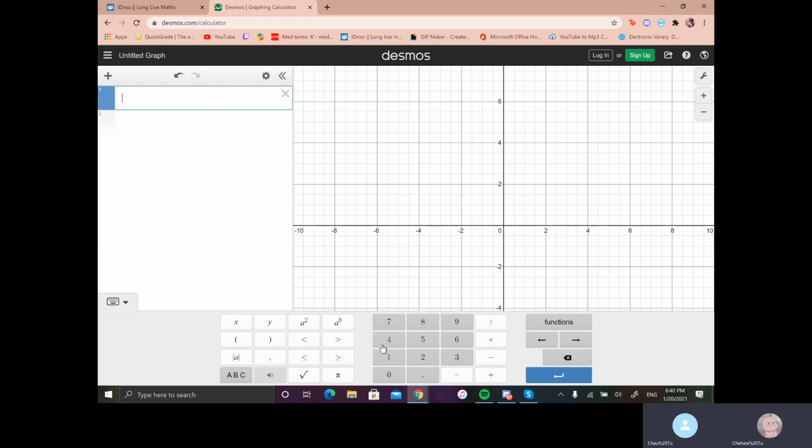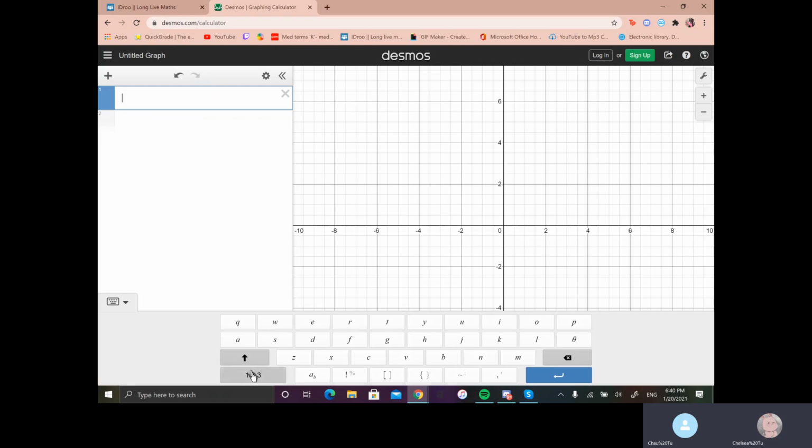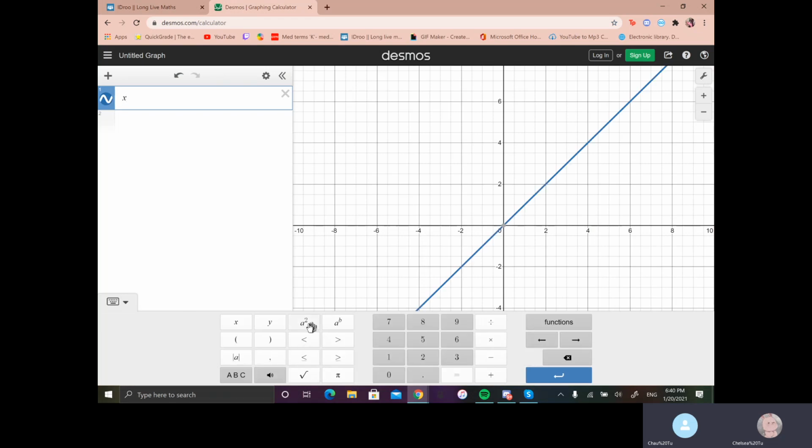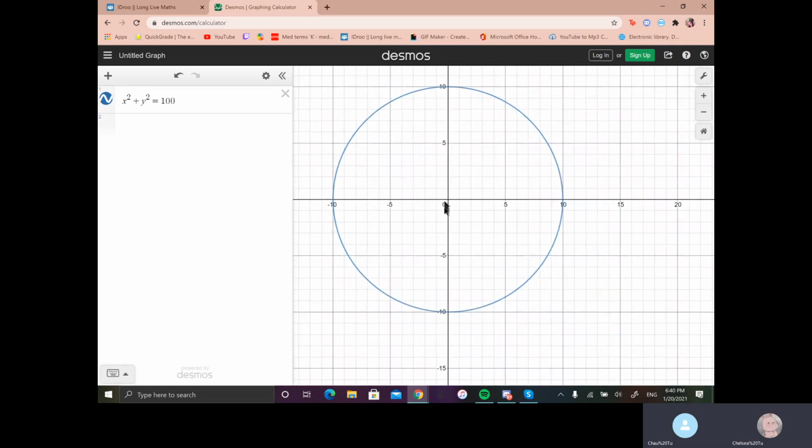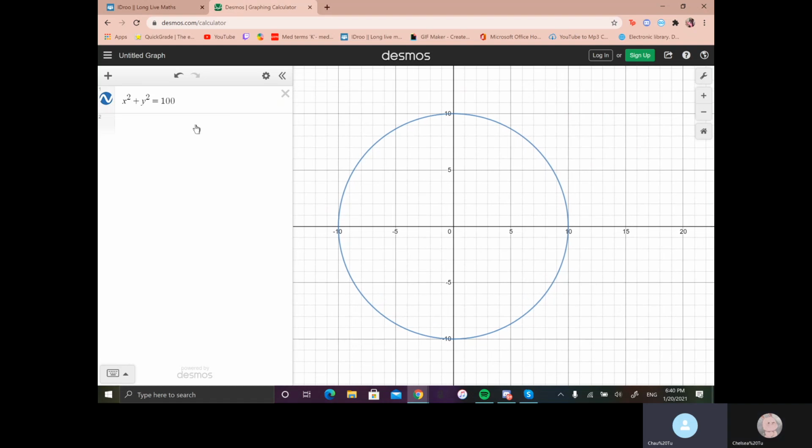So the equation of a circle is x squared plus y squared equals the radius squared. In our case, that is 100. So x squared plus y squared equals 100, and that will give us a circle of radius 10.